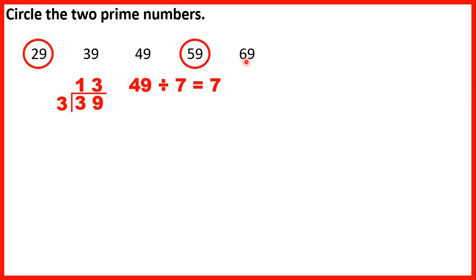69 is a composite number, because if we divide 69 by 3, we can see that it's in the 3 times table. 23 times 3 is 69, so 23 and 3 are also factors of 69, and a prime number is a number with only 2 factors. 69 is in the 1 and 69 times tables, but also, as we've shown here, in the 3 and 23 times tables.